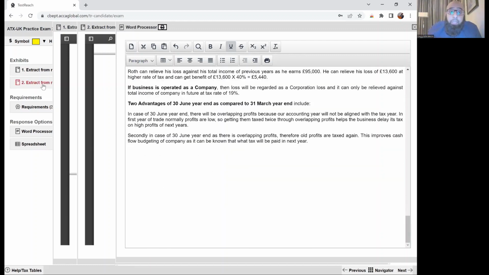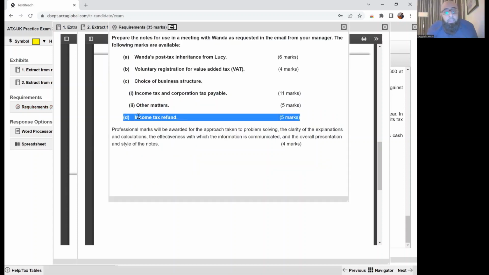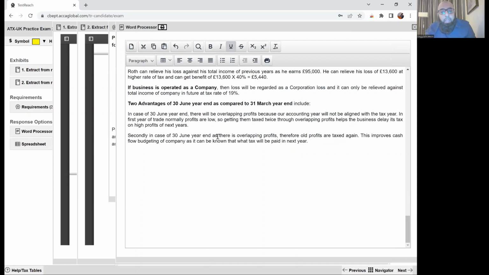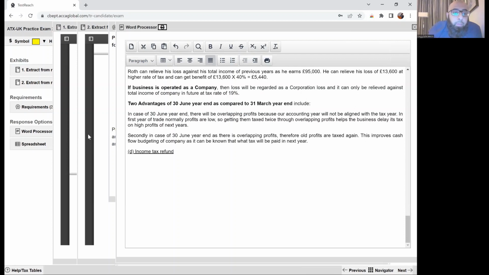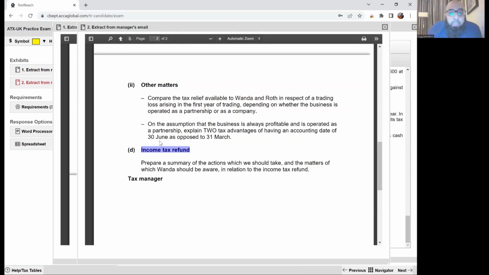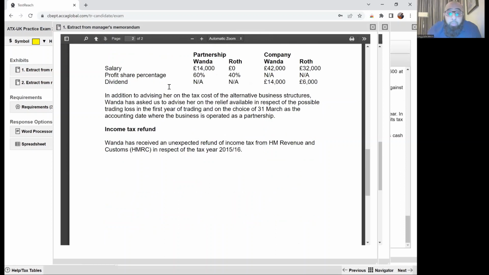Now, if I move towards the last requirement, there is something about income tax refund. Let's look in the requirements tab. It's a 5 marks requirement, and apparently it is relating to ethics. Okay, so let's see what he's asking in income tax refund. Prepare a summary of the actions which we should take and the matters which Vanda should be aware of in relation to the income tax refund. So let's look at the extract from the manager, what he says about the income tax refund.